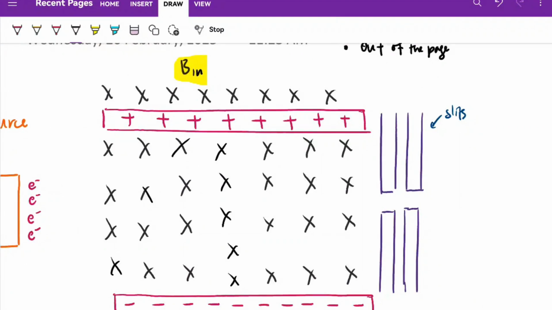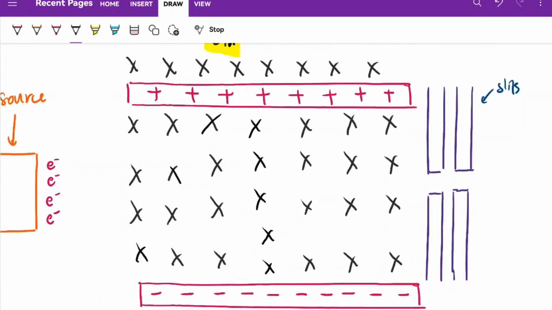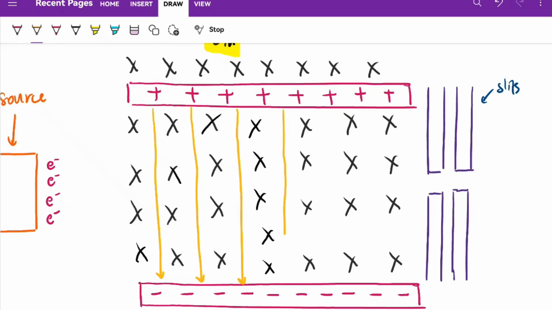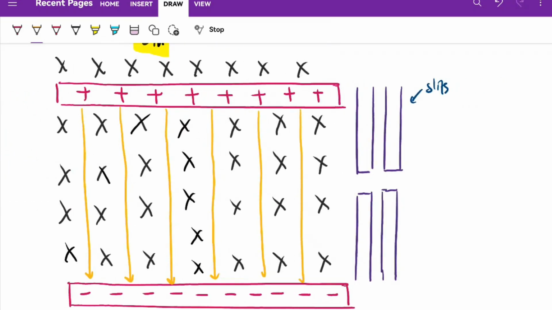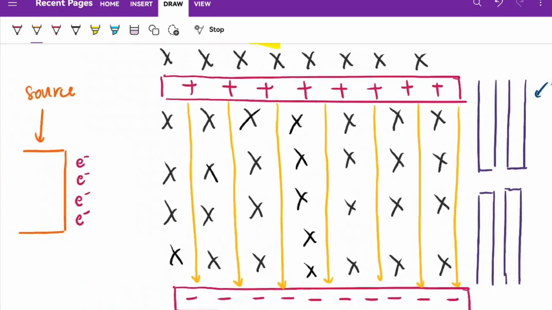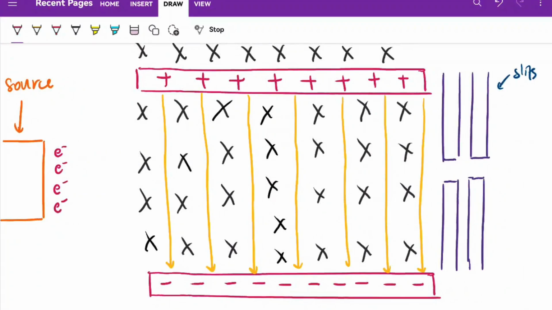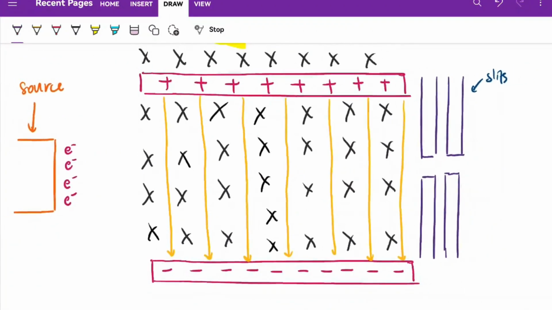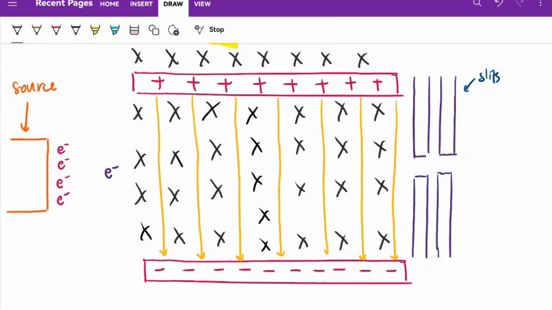How about the electric field? The electric field, we know, is from positive to negative. So your electric field is pointing downwards from the positive to the negative, like that. Okay. So now, for simplicity, I'm going to use one electron to explain first.